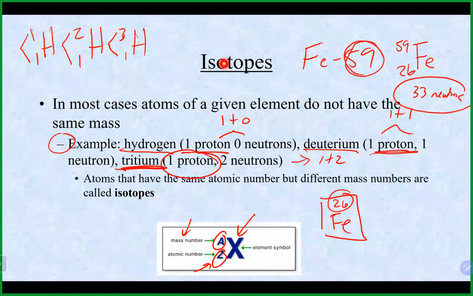All right, so why don't you try some here? We were looking for how many protons, electrons, and neutrons there are in each of the following.